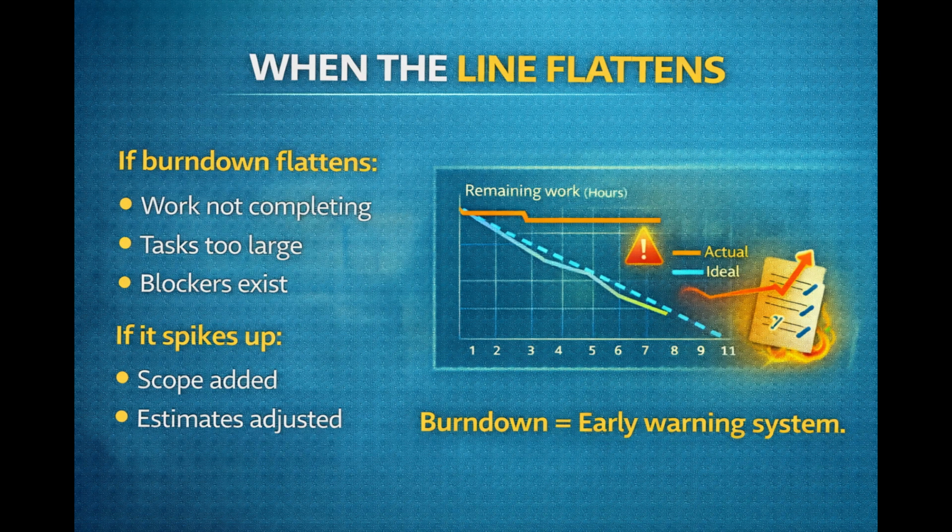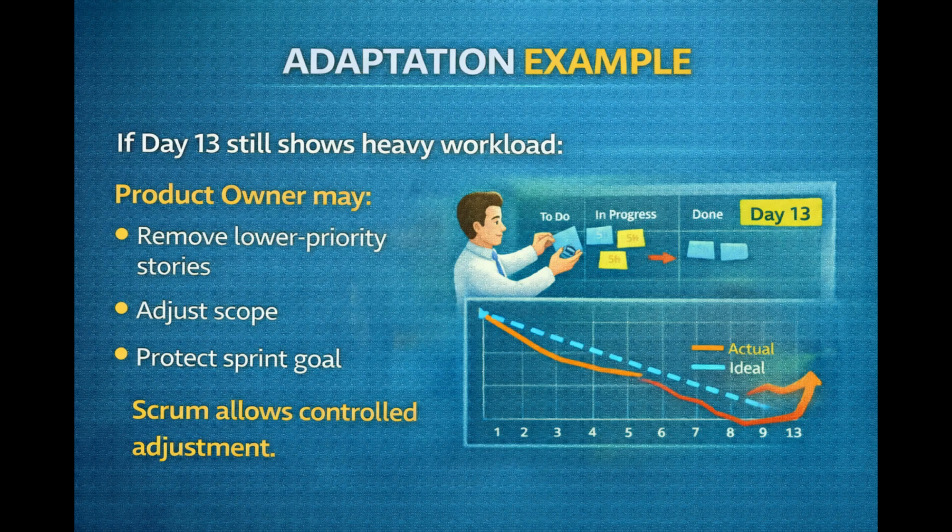Realistic scenario. Imagine it's day 13 of a 20-day sprint, and the chart shows heavy remaining work. The product owner may remove lower priority stories. Scope adjusts. The sprint goal stays protected. Scrum allows controlled adaptation.